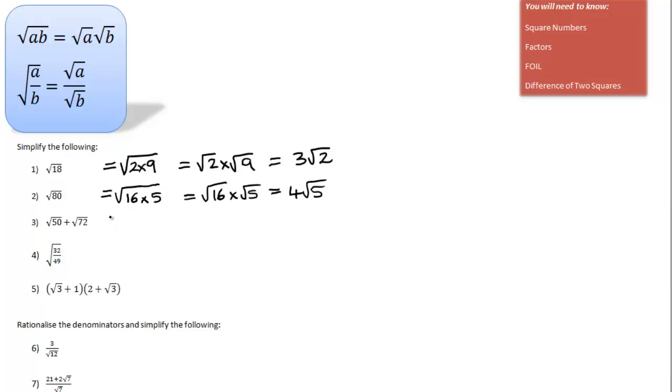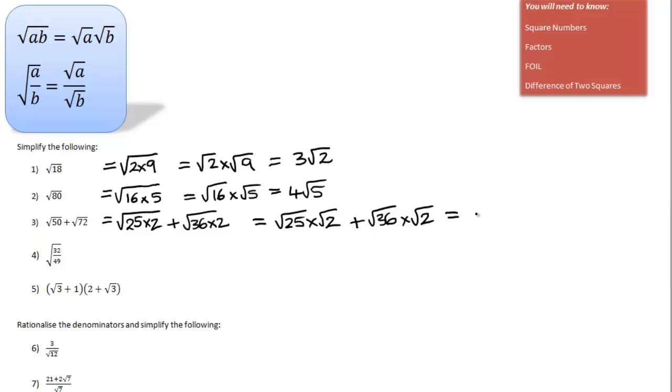Right, the next one. If you're asked to simplify the sum of two surds, we're really looking for them to be multiples of the same surd. So root of 50 we could write as the root of 25 multiplied by 2, and the root of 72 is the root of 36 multiplied by 2, which becomes root 25 multiplied by root 2 plus root 36 multiplied by root 2. Simplifying both of those, that's 5 root 2 added to 6 root 2. Now because they're multiples of the same surd, that is 11 root 2. And that would be a simplified end result.